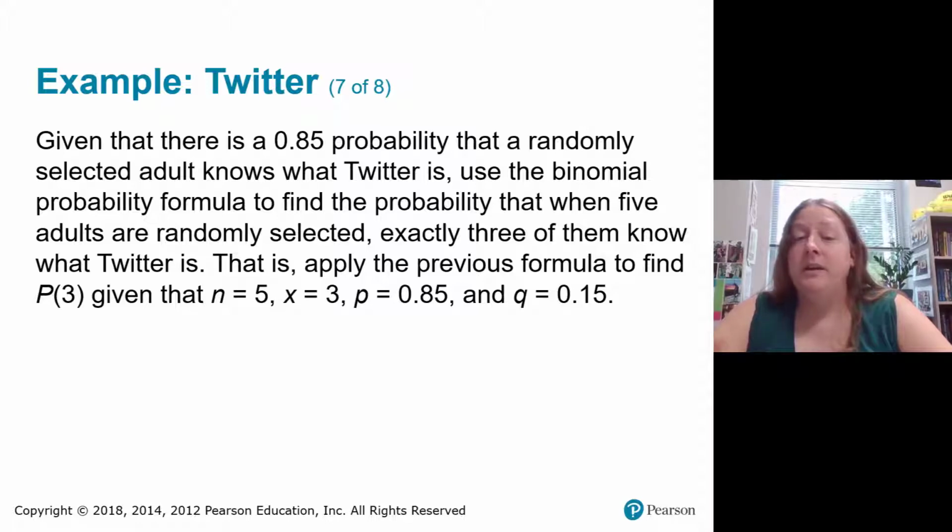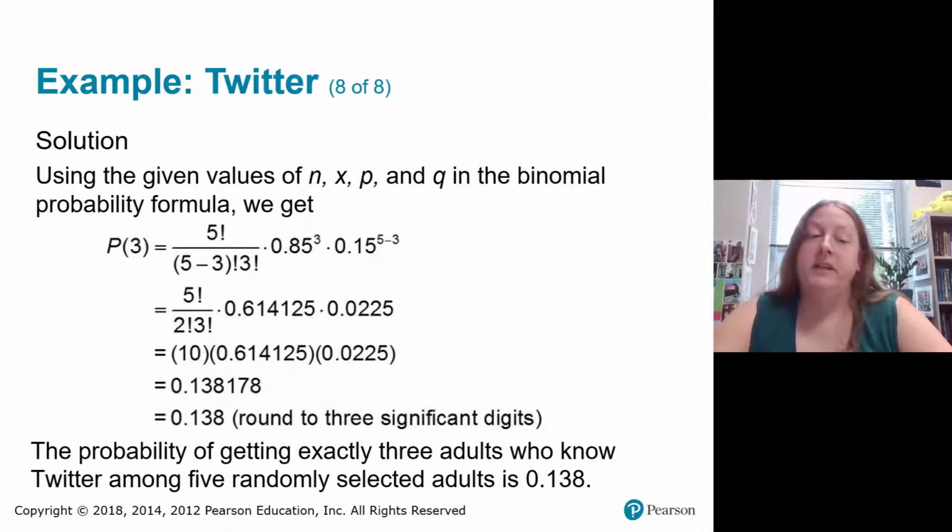Well, if I wanted to find the probability that exactly 3 adults knew about Twitter, then I can use this formula. So I'm really looking for the probability of exactly 3, or that x is 3. So filling in these values to the formula, I find that the probability of 3 successes equals 5 factorial divided by the quantity 5 minus 3 factorial times 3 factorial times 0.85 raised to the third power times 0.15 raised to the 5 minus 3 power.